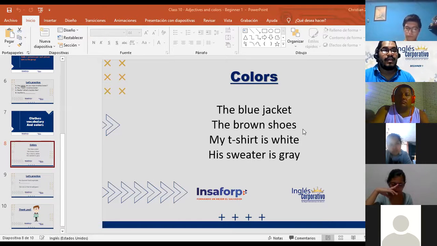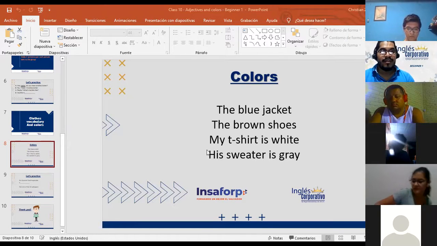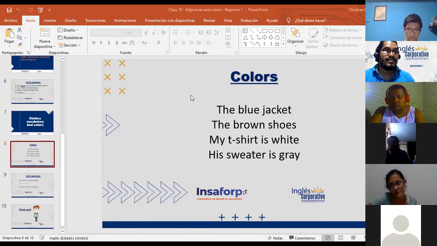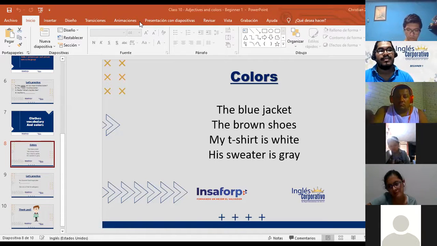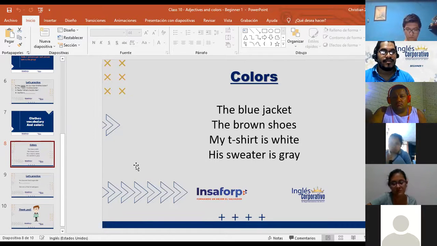Luego, we can use it as well with the verb be. My t-shirt is white. His sweater is gray. Okay? So we can use it as well in order to describe things, describe clothes in this case. Y el color lo vamos a poner siempre antes del nombre o si estamos haciendo una oración completa, después del verbo. Okay? Teacher, how do you say turquesa? Turquoise. Thank you. Sure.